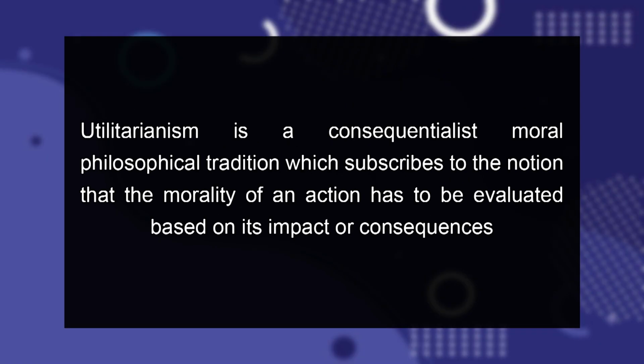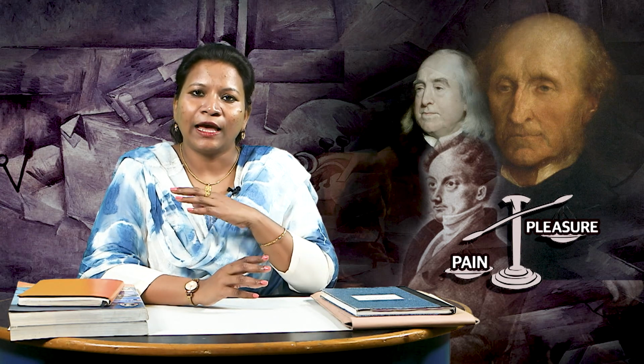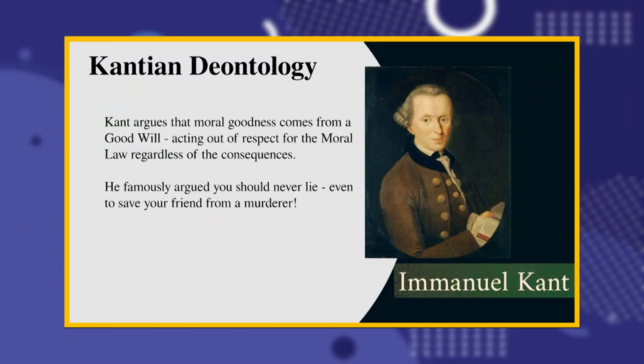Utilitarianism is a consequentialist moral philosophical tradition which subscribes to the notion that the morality of an action has to be evaluated based on its impact or consequences. This is in contrast to categorical moral philosophical traditions which argue that the morality of an action is located within the action itself in a categorical manner and its impact or consequences have no bearing on that. Kant's deontological ethics is an example of a categorical moral philosophical tradition which focuses on the nature of an action rather than its consequences to evaluate its morality.